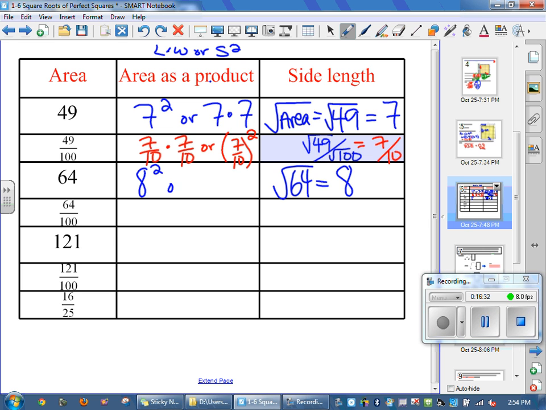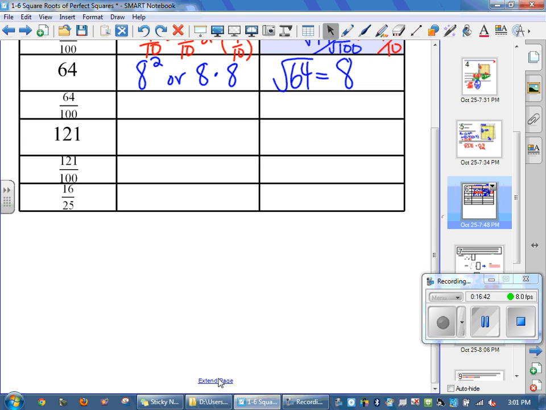Okay, you fill in the rest of the chart. Push pause and push play when you're ready. Okay, we're going to take this up now. We've got a couple minutes to work on it. So we're going to take the square root of 64 and the square root of 100 to give us 8 over 10. So in here, for my factors, I'm going to have 8 over 10 squared, or 8 over 10 times 8 over 10. Now they're fractions, so they should be in brackets.